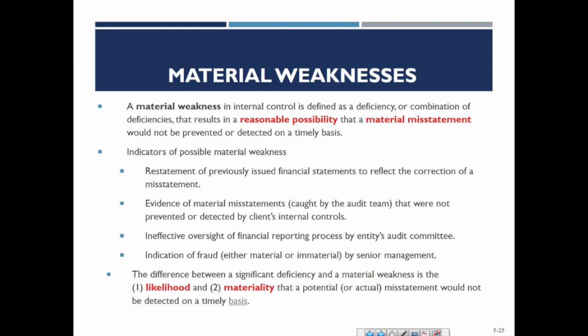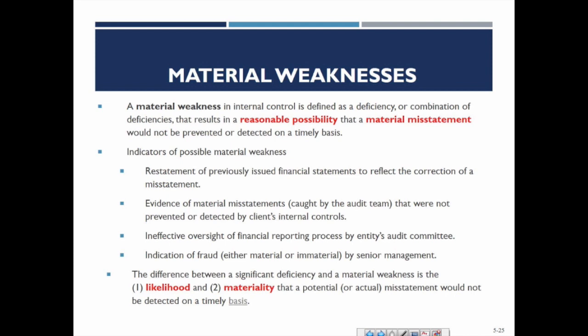So, in a material control deficiency, the absence of that control allowed those material misstatements. Another indicator is evidence of material misstatements that the auditor catches. Again, if there's a material misstatement, obviously the controls did not prevent it. Next is ineffective oversight of the reporting process by the client's audit committee. Remember, we're talking about internal controls over financial reporting, so that's the responsibility and oversight of the audit committee. Another is an indication of fraud, either material or immaterial, by senior management.